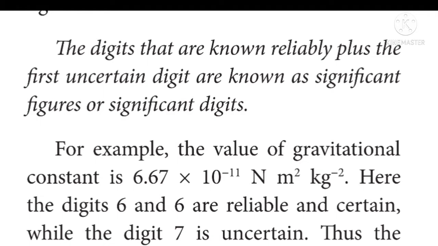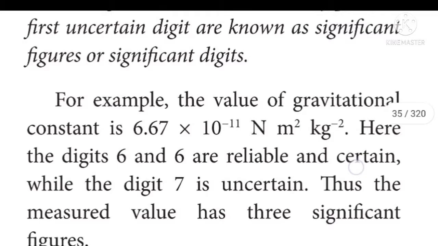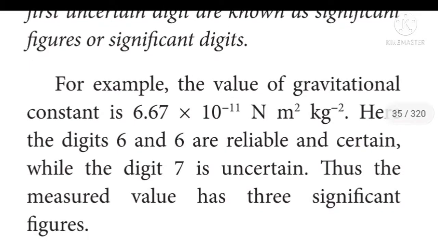Look at the example. The value of the gravitational constant is 6.67 × 10^-11 N m² kg^-2. Here the digits 6 and 6 are said to be reliable and certain, while the digit 7 is said to be uncertain. Thus the measured value has 3 significant figures.